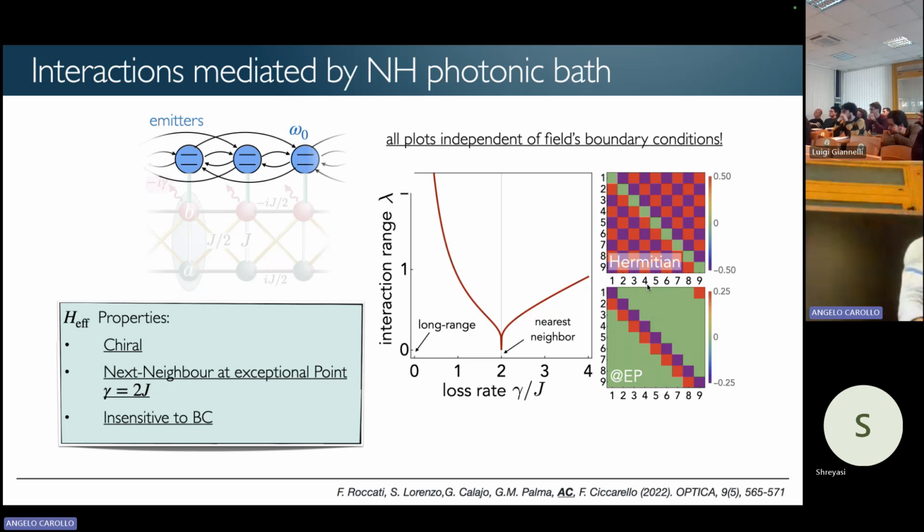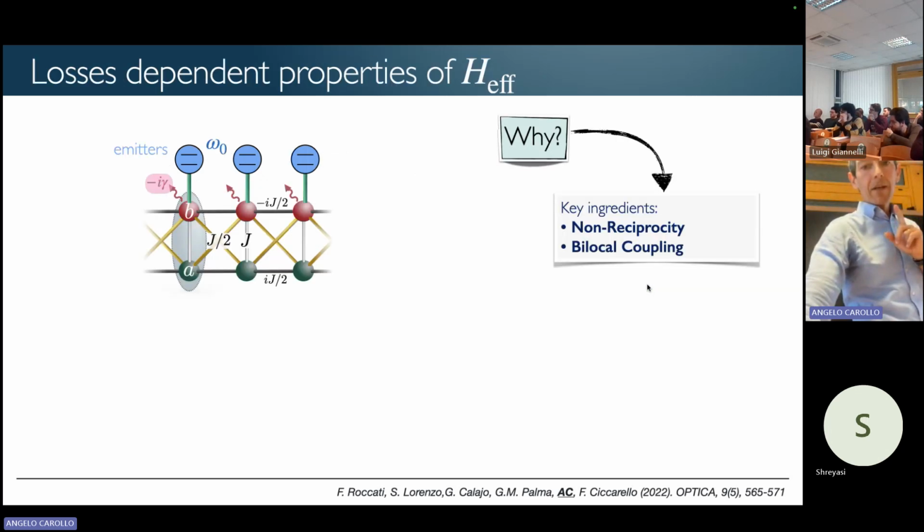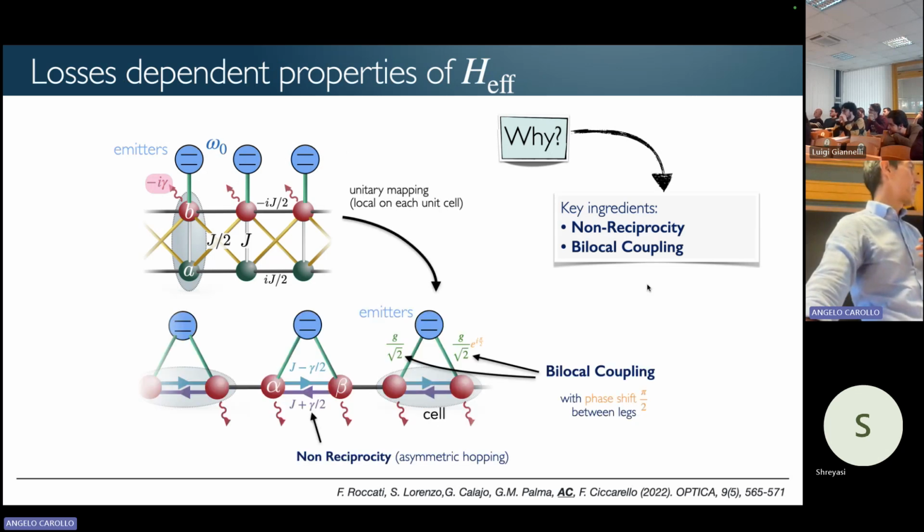So the peculiarity of this model is that it is chiral, it is next neighbor at an exceptional point, and it is insensitive to the boundary condition. Then I'll tell you why this is happening with some intuitive arguments. You have two types of chirality in your system. One is the so-called non-reciprocity, and another is the so-called bilocal coupling. I'll tell you in a bit what they are.